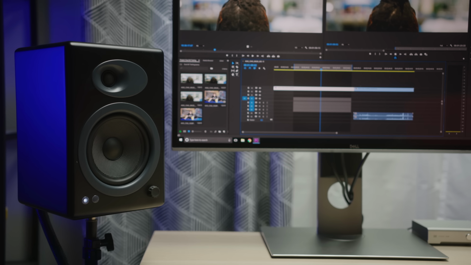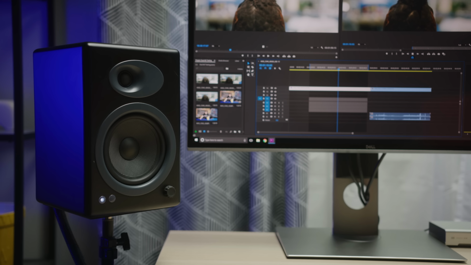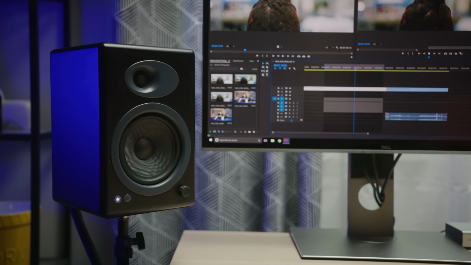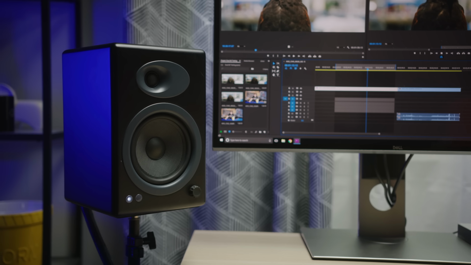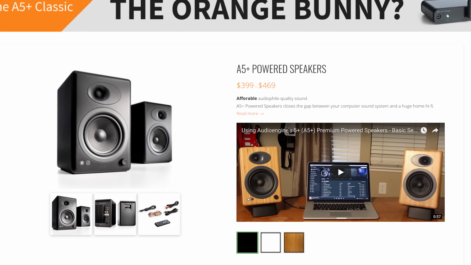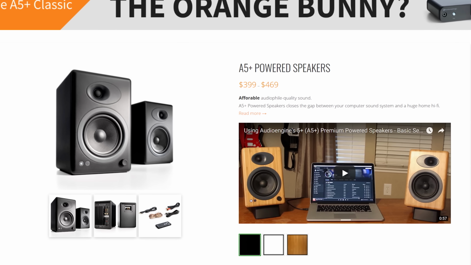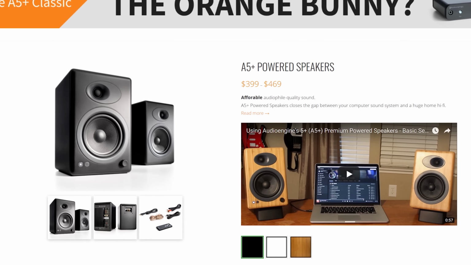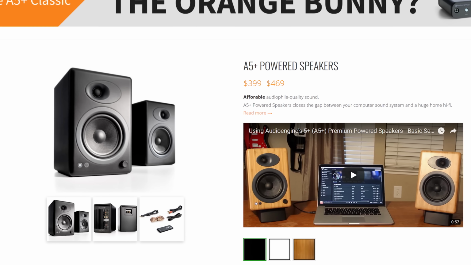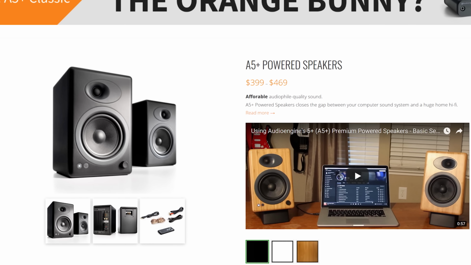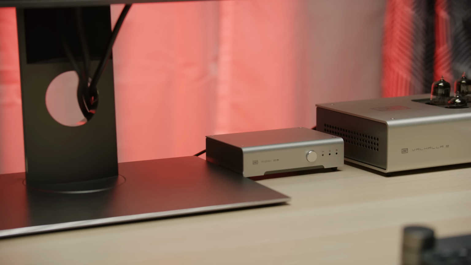Not so for content creators. So these here are Audio Engine's A5 Plus bookshelves. They have a flatter response curve, not quite what you would consider a studio monitor grade response curve, but a flatter response curve, and they represent a good value because they can connect directly to your PC, unlike some other monitors that use balanced XLR inputs, for example.